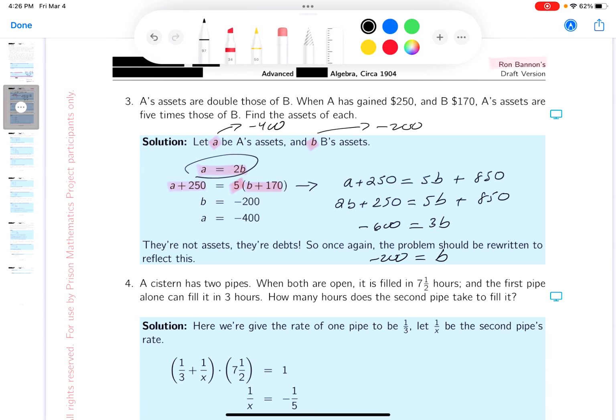But these are not assets, these are debts. So this has to be reworded. All right? So I want to point out, I do write that down. They're not assets, they're debts. So once again, the problem should be rewritten to reflect that. And Wells was big on that, that the problem should be written to reflect the truth of the problem, all right? That they weren't assets, they were in debt. Thank you.